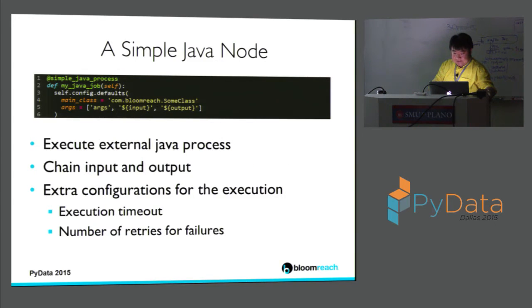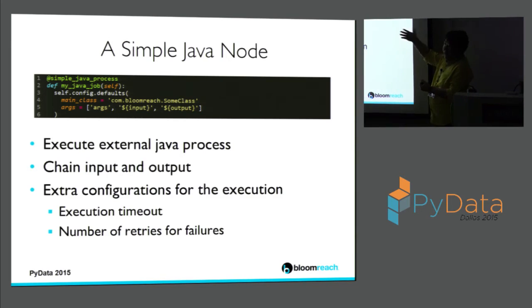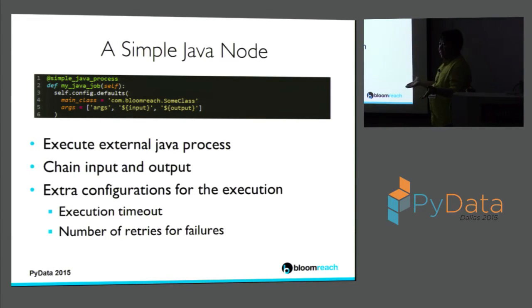Okay, and similarly, we can define a Java process or Java node. But instead of handling the data inside Python itself, this is more like calling out. You use the subprocess module, you call out to Java and you run something, right? So what is the minimum thing you need to execute an external Java process? You need to know where you get the input file. You need to know where you put the output, right? And of course, you need to know the class name. And then you can run everything, and probably class paths as well.